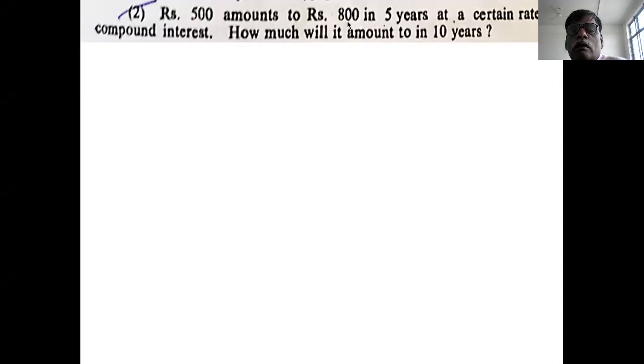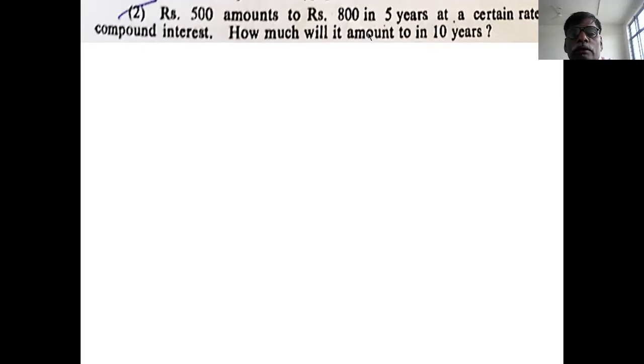500 rupees will become 800 in 5 years. 500 is the principal, 800 is the amount, n is 5 years. Rate of interest is not given, a certain rate. So you calculate the rate of interest in the first stage. And in the second stage, how much will it amount in 10 years? They ask to calculate the amount at the end of 10 years.